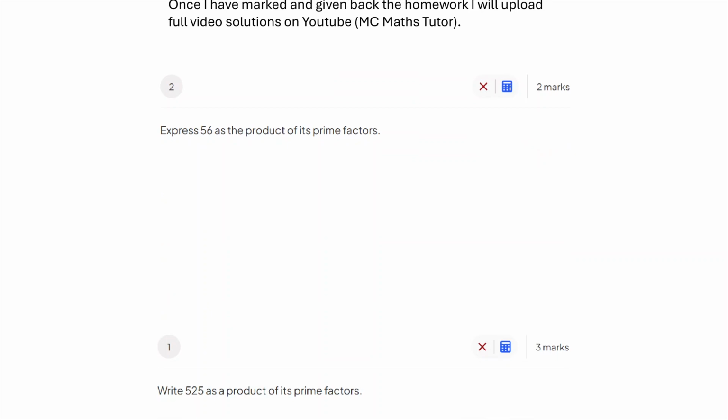The first question says express 56 as a product of its prime factors. So prime factorisation. Now, for this, make a note of your prime numbers. Okay, it's going to be useful for sure. So the first few ones, we've got a 2, 3, 5, 7, 11, 13, so on and so forth.